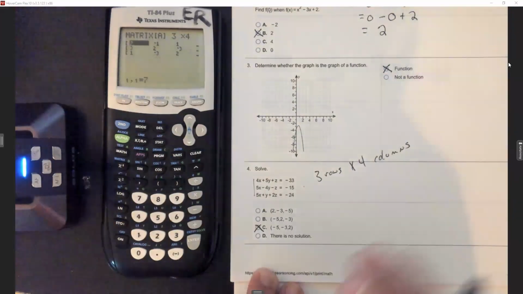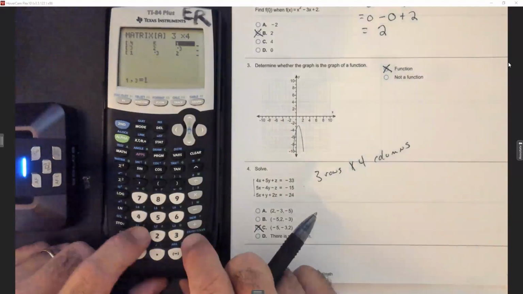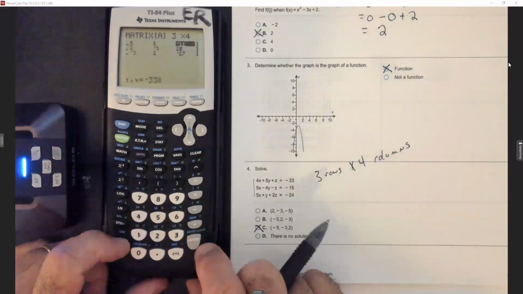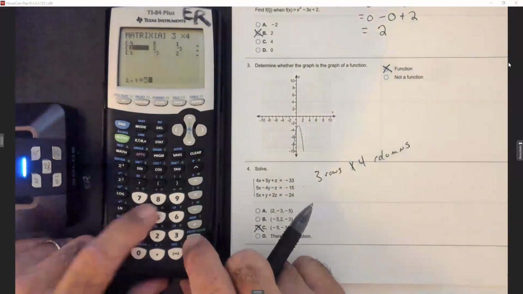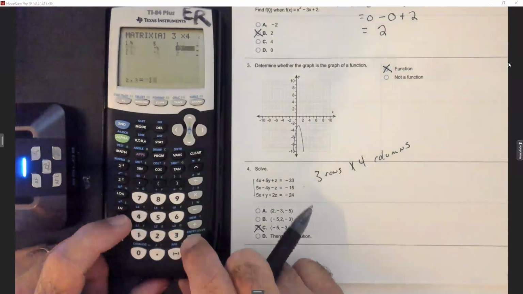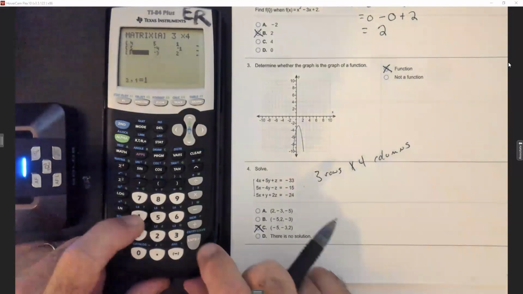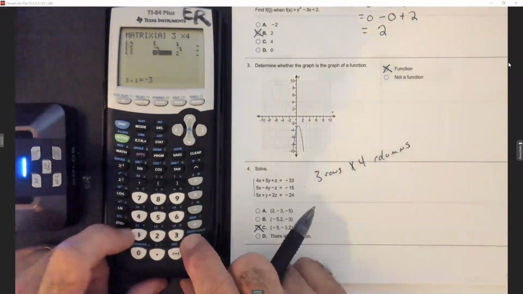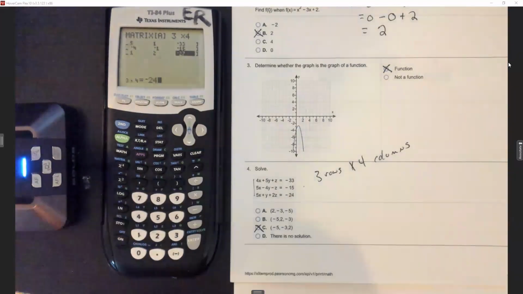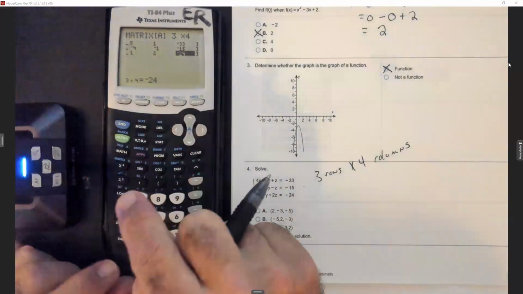Now, I'm just going to punch every number. No letters, just the numbers. So 4 enter, 5 enter, 1 enter for the z, and then -33. When I enter, it's going to go to the next row. I got a 5, -4, -1, -15. When I hit enter, it's going to go to the last row. I got a 5, 1, 2, and that's a -24. When I hit enter, I've got all my numbers in, so now I quit that by hitting second mode.